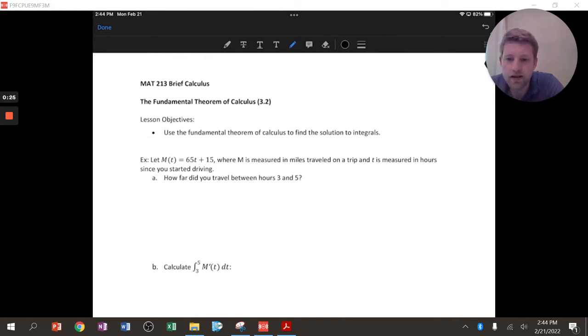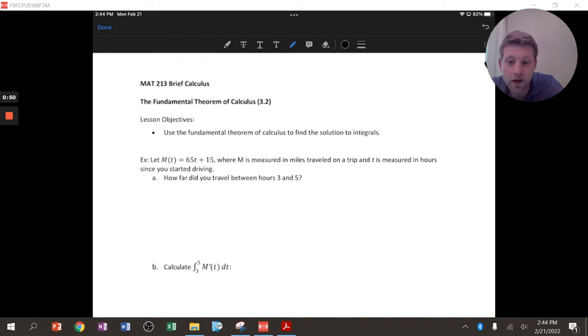We're going to let capital M of t be equal to the function 65t plus 15, where M is measured in miles traveled on a trip, and t is measured in hours since you started driving. So how far did you travel between hour 3 and 5 is the first question.